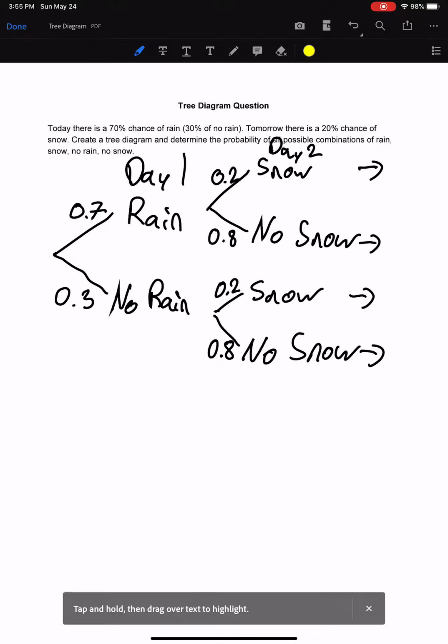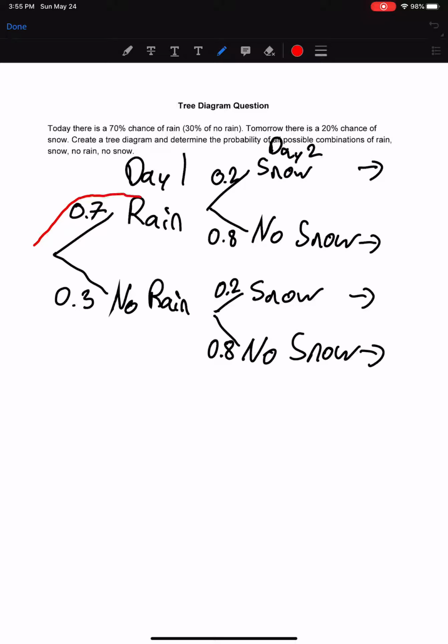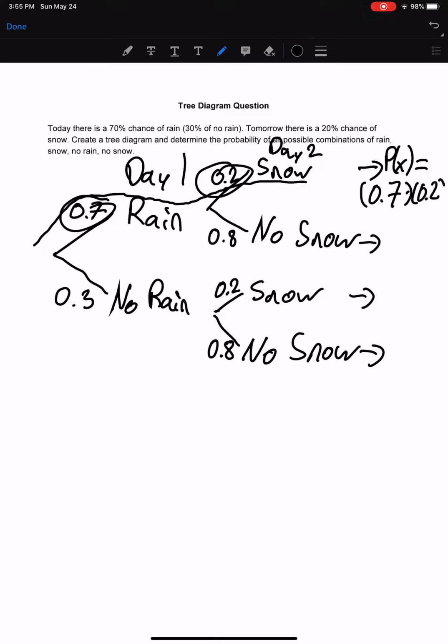see if I can highlight stuff. No, that's not working. We can just start off, let's say, on the left side here and just follow along. So to go to rain and then snow, let's say we're following that path, and just what probabilities do we follow along there? We have 0.7 and 0.2. So to find out the final probability, you could just say it's equal to 0.7 times 0.2, which is just equal to, if we multiply that out, 0.7 times 0.2 is 0.14.